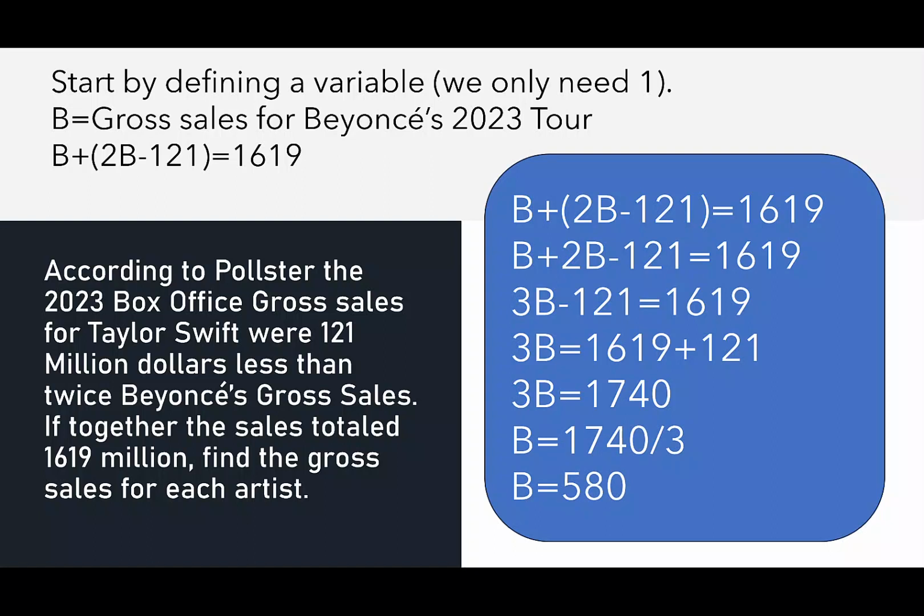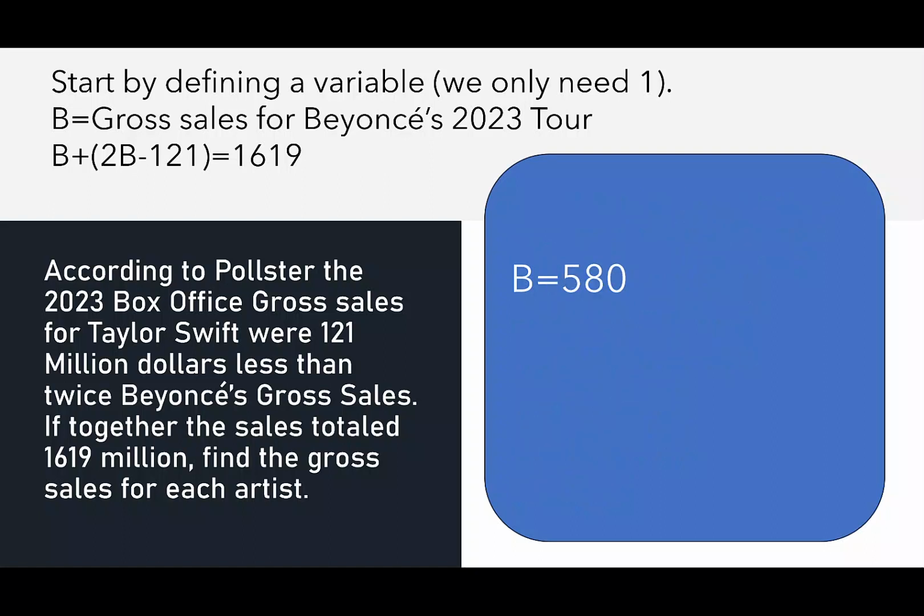So 580 million is the gross sales for the Beyoncé tour in 2023. To get the gross sales for Taylor Swift, we're going to plug the 580 back into the 2B minus 121. So 2 times 580 minus 121 gives us $1,039 million. And again, that's $1.039 billion in sales.